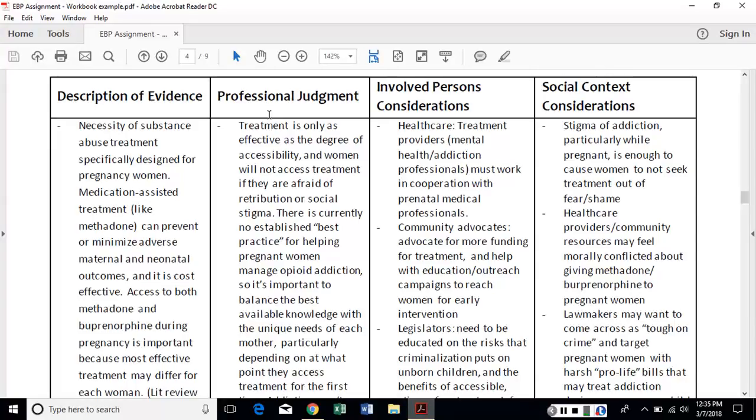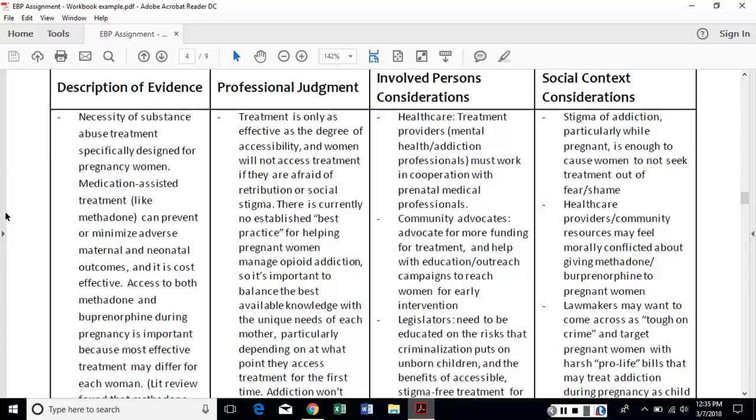Then keep in mind the people who are involved. What are their values that might be contributing to whether this treatment is going to be effective? And then what's going on in the social environment that we need to be thinking about? So the social environment, the policy environment, the community level, that's going to be really affecting the effectiveness of this treatment. So these are all sections that you need to be completing.